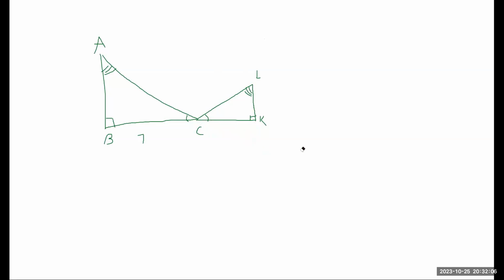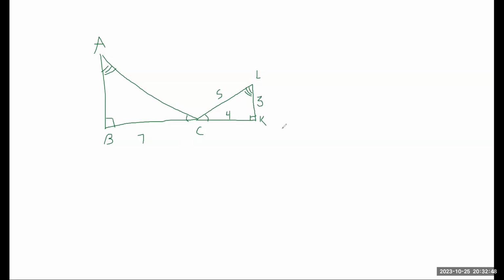What measurements do I know? I can measure from C to L. That measurement was given to be 5 miles. This was 7 miles. And C to K is 4 miles. What I'm asked to find is the length from A to B. Because this is a right triangle and I've got a hypotenuse of 5 and a leg of 4, I know, because I know my Pythagorean triples really well, that this must be a 3, 4, 5 right triangle.